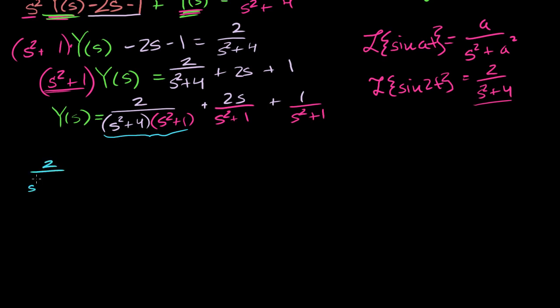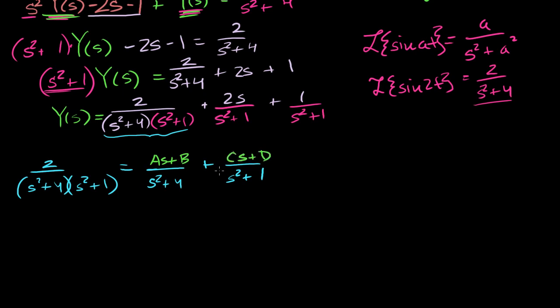2 over s squared plus 4 times s squared plus 1. I'm going to break this up into two fractions. This is the partial fraction decomposition. One fraction has denominator s squared plus 4, and the other has s squared plus 1. And since both of these denominators are of degree 2, the numerators are going to be of degree 1. So let me write it this way. This one will be as plus b, and then this one will be cs plus d. This is just pure algebra here.